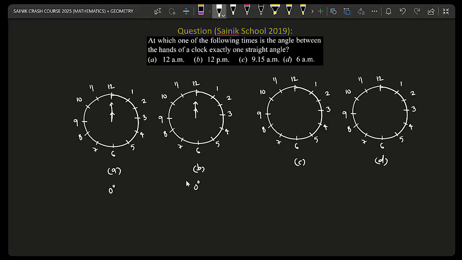And what about 9:15? The hour hand is not exactly on 9, just more than 9, right? It shows something like this. And where is the minute hand? On the 3, exactly 3, right? And next, 6 a.m. The minute hand is on the 12.